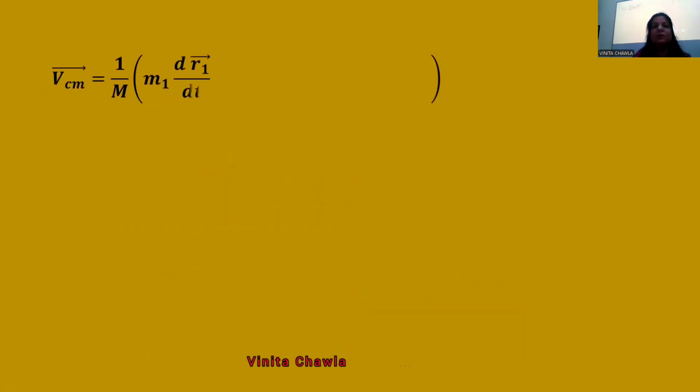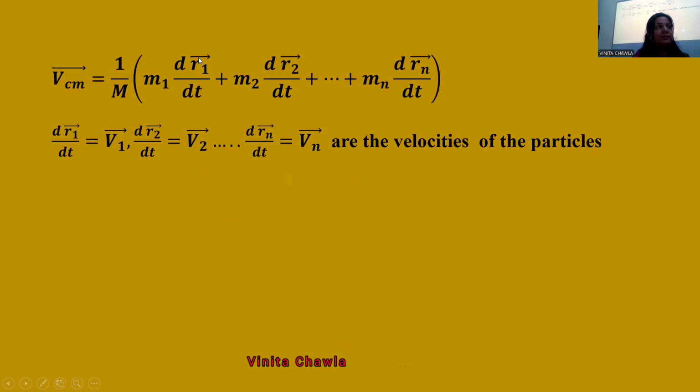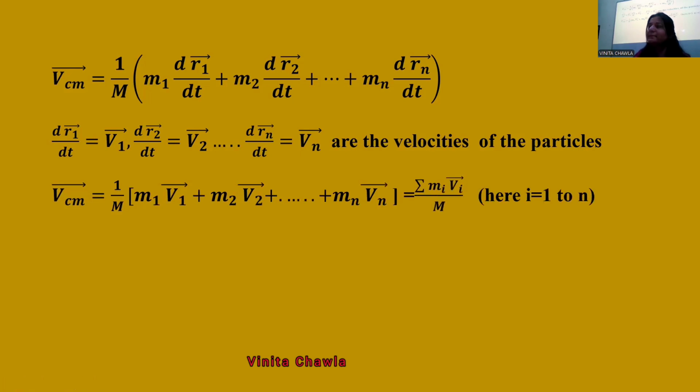ठीक है, तो ये आपका m1 dr1/dt ऐसे हो जाएगा. Now this r1 is position vector of m1. तो dr1/dt क्या हो जाएगा? Velocity of first particle. r2 is position vector of m2. dr2/dt क्या हो जाएगा? Velocity of second particle. rn is position vector of nth particle. drn/dt क्या हो जाएगा? Velocity of nth particle. So these are the velocities. v1, v2, v3 are the velocities of individual particles that we have. So we can write like this. ठीक है? और this.